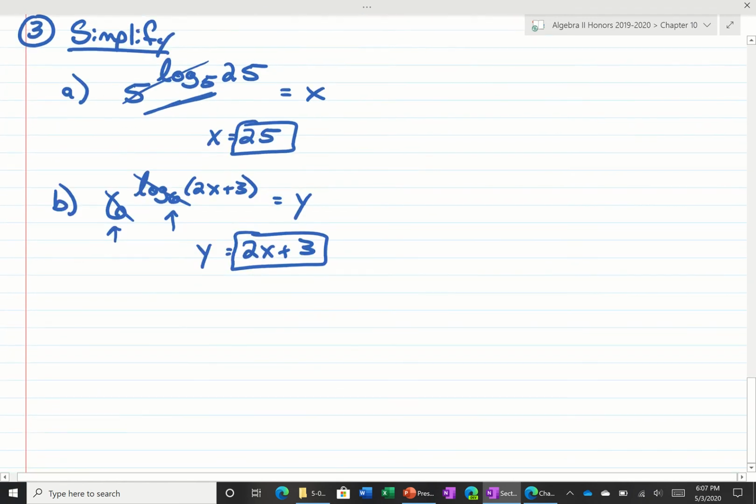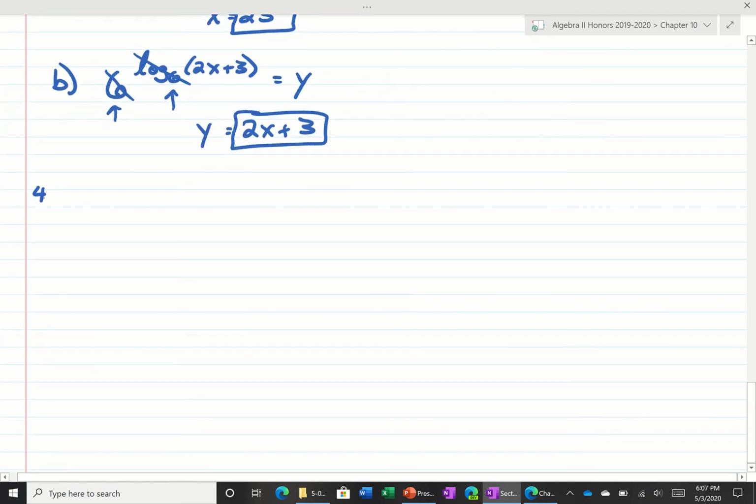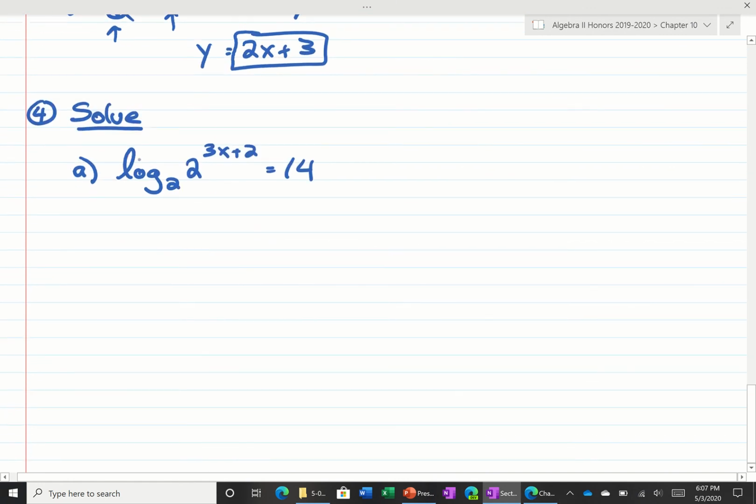All right, and let's finish with a little bit more tricky problems where we're going to be asked to solve. So let's solve, number 4 here. Log base 2 of 2 to the 3x plus 2 power is equal to 14. Well, log base of an exponential base, those would cancel. So 3x plus 2 is 14. You can bring the 2 on the other side, divide by 3, x would be 4.